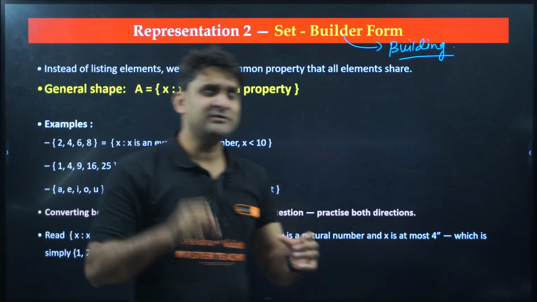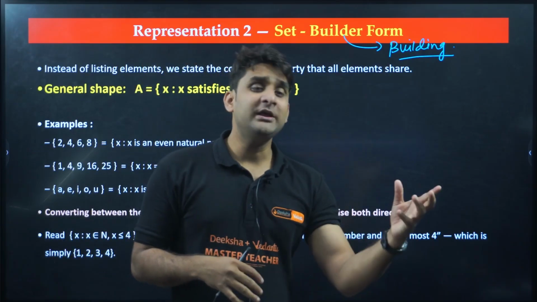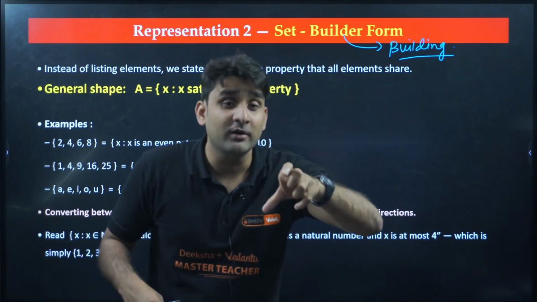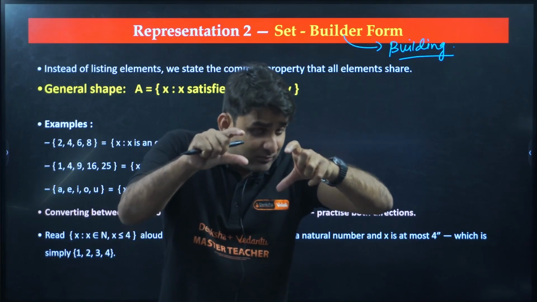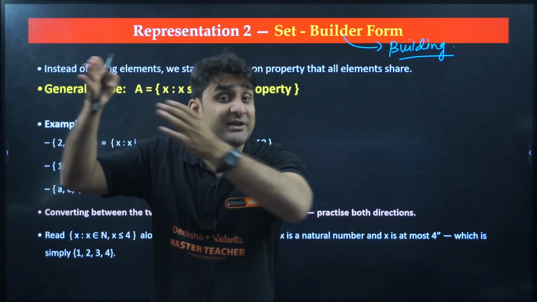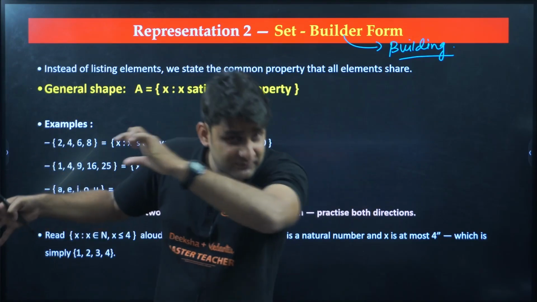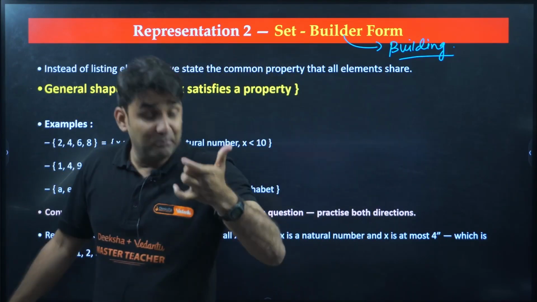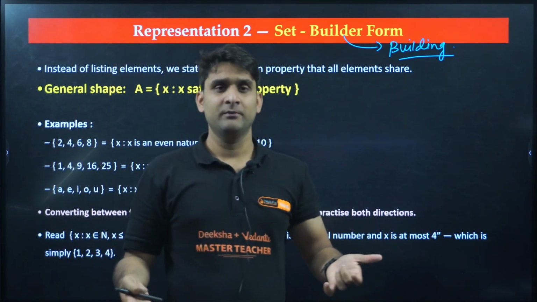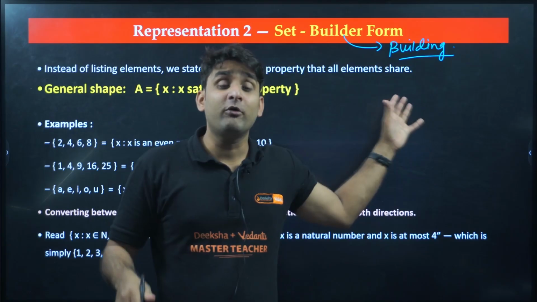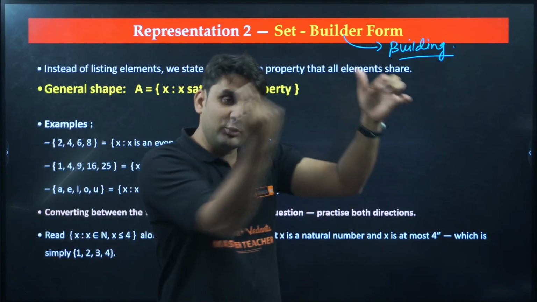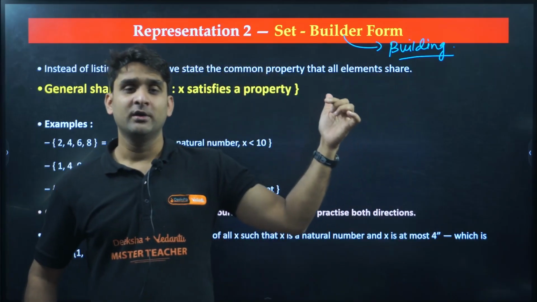For example, if I ask you, write a set of all the even numbers less than 4. So this is the building, the language that I'm giving you. This statement is basically builder form. I'm giving you the building, and now you have to write all the even numbers. Only 2 will come, right everyone? So set builder form means the description, the information that is given to you, and according to that information you have to write the roster set for that.